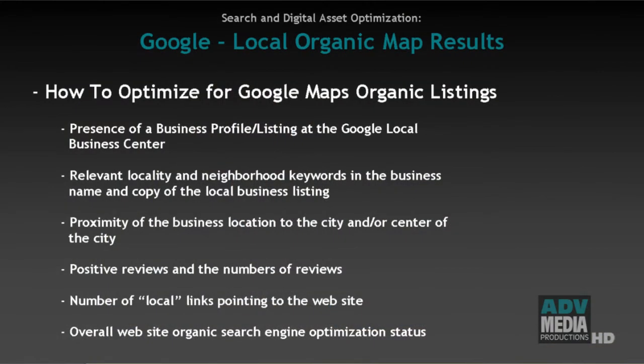So the next question you probably ask is, how do you optimize for your Google Maps organic listing? Well, the first thing is you have to have a business profile, which is a listing in the Google Local Business Center. So you go to Google Local Business Center and you have to have relevant locality and neighborhood keywords in the business name and copy of the local business listing. So that's something that you have to go into Google Maps and set up your account. You have to be near the city center to be located on the map in that city.